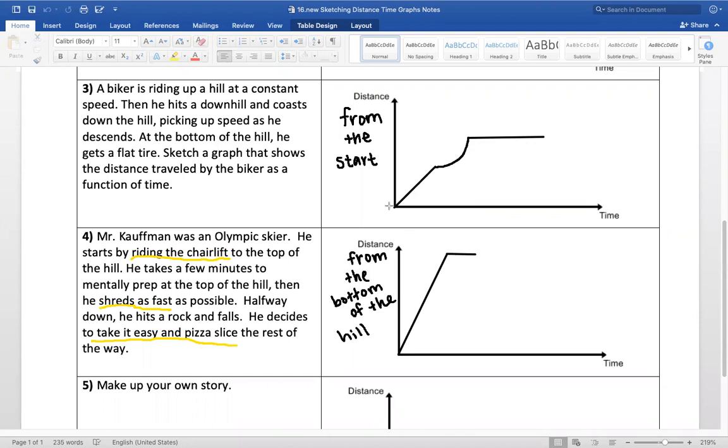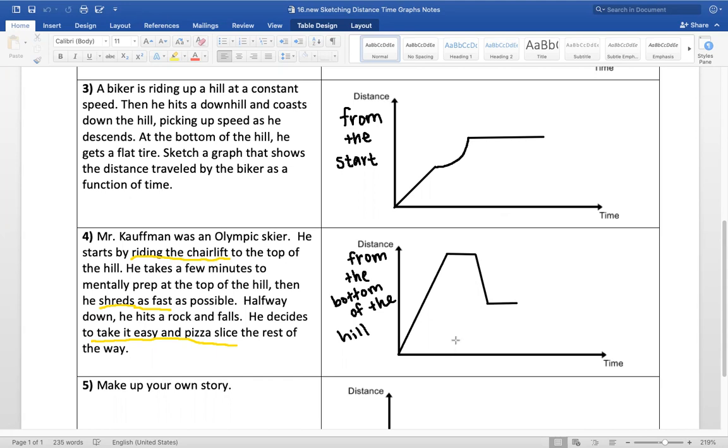Okay, then it said that Mr. Kaufman was shredding as fast as possible, and halfway down, he hits a rock and falls. So we are going to show a really fast speed. Obviously, that's more than halfway, by the way. When we show his really fast speed here, it's not going to be like straight up and down. It is going to be just slightly less than straight up and down. Because remember, you can't be in multiple places at the same time. That would be impossible. So what happens when you hit a rock? Well, you fall and you don't move further from the top or closer to the top.